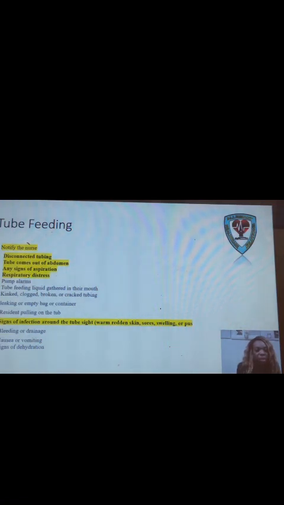And those signs of infection would be the skin feels warm and red. You may see sores or swelling. You may even see pus. All of these things should be reported to the nurse. Also report any signs of dehydration, any nausea or vomiting, any bleeding or any drainage since you've been discharged from the hospital.